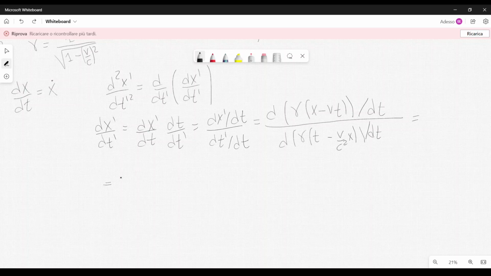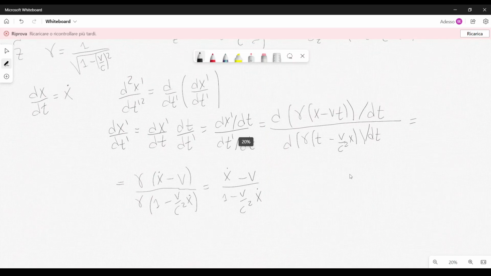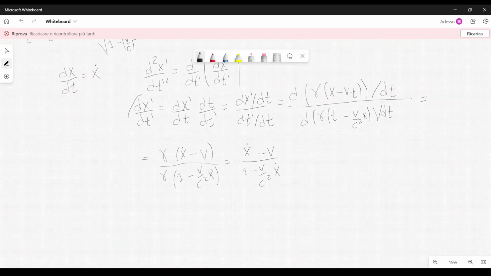So we have gamma times x dot minus v over gamma times 1 minus v over c squared x dot, like this. This can be written as x dot minus v over 1 minus v over c squared x dot. And now we have to take another derivative because we have found dx prime over dt prime, but we need to find the derivative of this in order to find the acceleration along x.